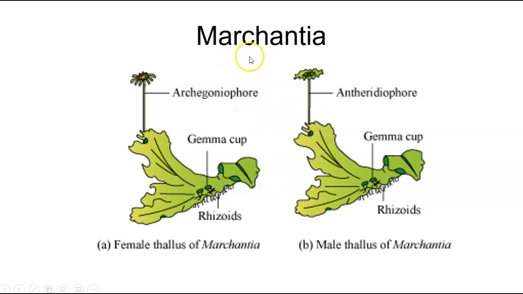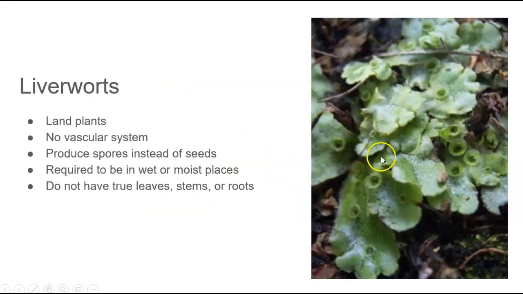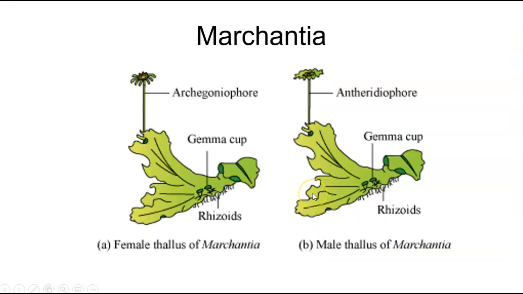With the Marchantia, you're going to find these leaf-like structures over here. They're not called leaf. They're called thallus. In liverworts, they're called thallus. So this is a thallus over here, and this is a thallus. The thallus can be male or female. So this one is a male thallus, and this one is a female thallus. They look almost identical, except for these structures that are growing on top of them.